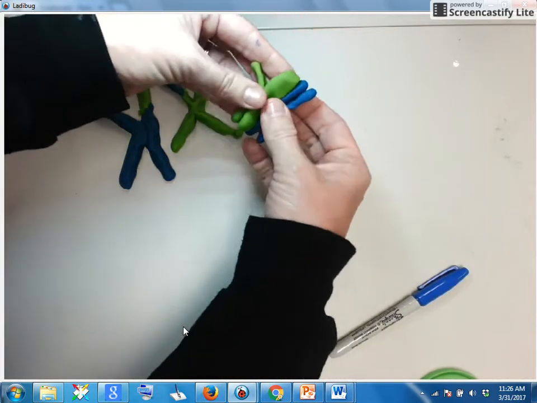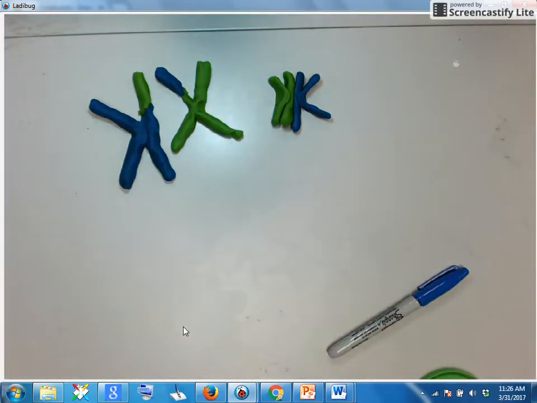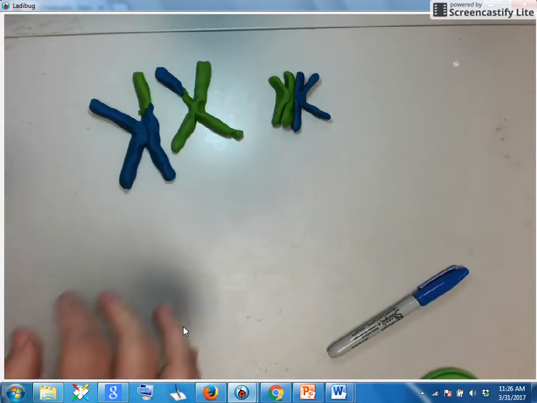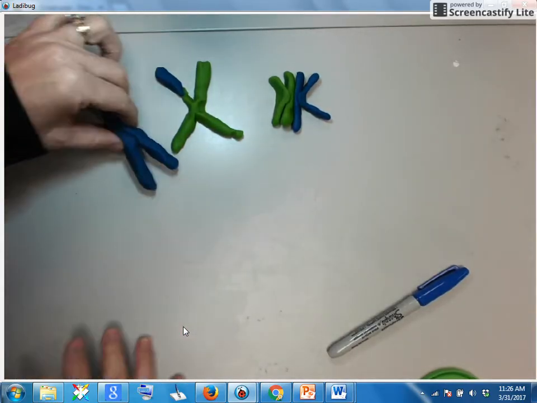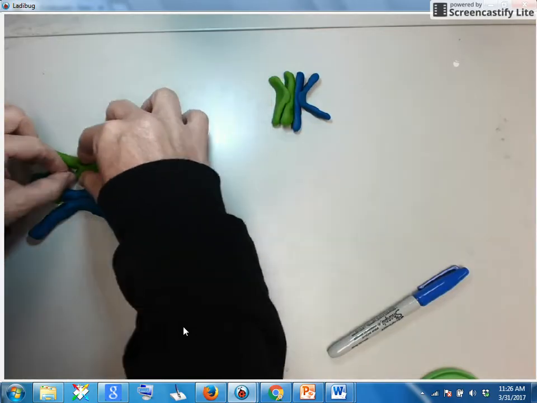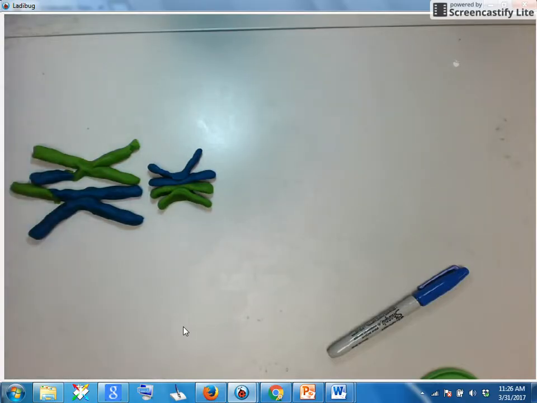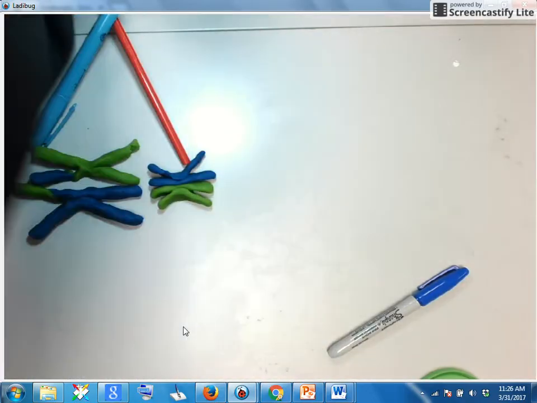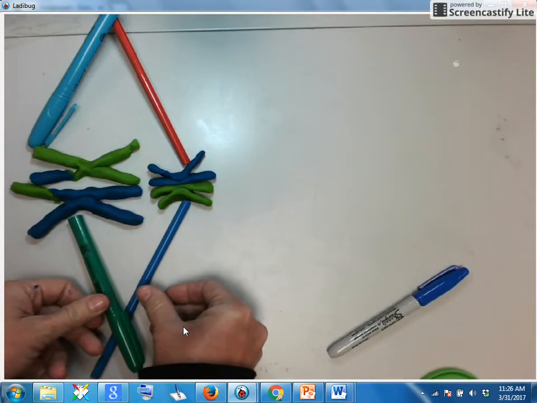Now, likely crossing over happened on these homologous chromosomes also, but for simplicity's sake, we're not going to model that because it's just too complicated and too time consuming. All right, so we're done with prophase 1. At metaphase 1, metaphase 1 is going to look like this and this. My spindle fibers are going to attach here and here and here and here. Okay.